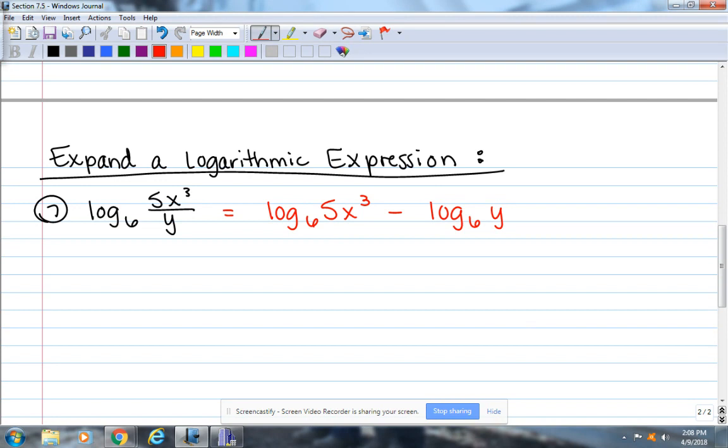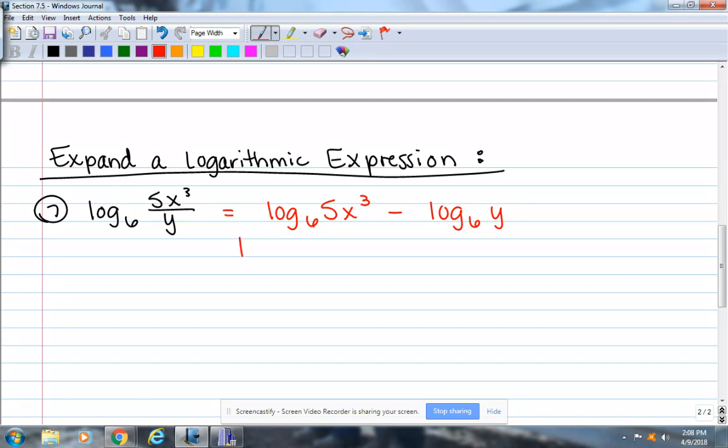Are y'all with me there? Dividing means subtract. Now this one's got a few things going on right here. What does this 5x to the 3rd mean when it's all squished together? Those two things are multiplied. So how do I expand multiplication with logarithms? Add them.